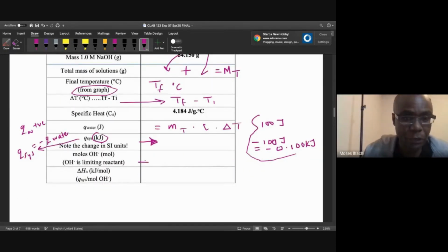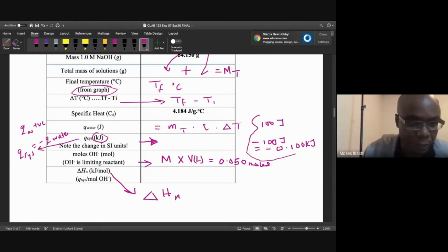I showed you how to find the moles of the limiting reagent. It's molarity times volume in liters. And I think our limiting reagent is sodium hydroxide. So your answer here, if you do your math correctly, will be 0.05 moles. And then I gave you the formula for finding delta H of neutralization. This right here is not moles, that's neutralization. So allow me to just say neut.